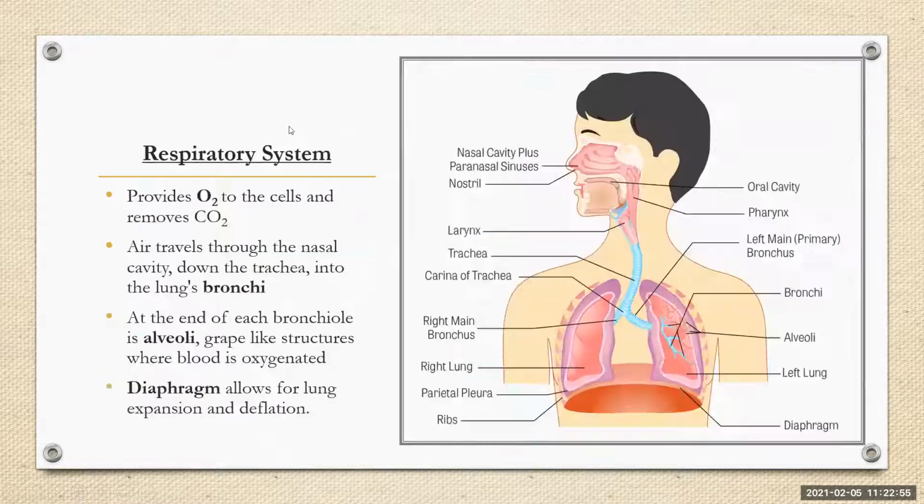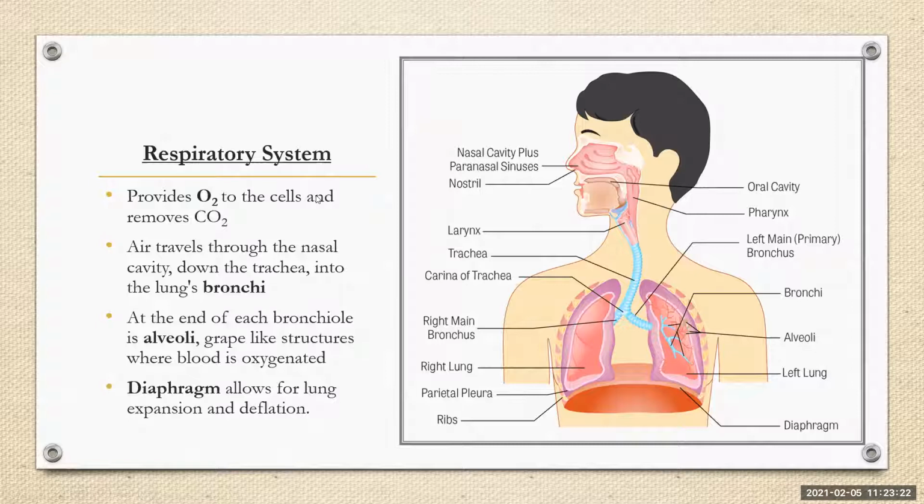Okay, so actually getting into the nitty gritty. The first system we're going to cover is the respiratory system. The respiratory system provides oxygen to the cells and also removes carbon dioxide. The reason why your cells need oxygen is because the mitochondria inside your cells actually use oxygen to perform what's called respiration, which pretty much produces all the energy the human body needs for its daily activities.